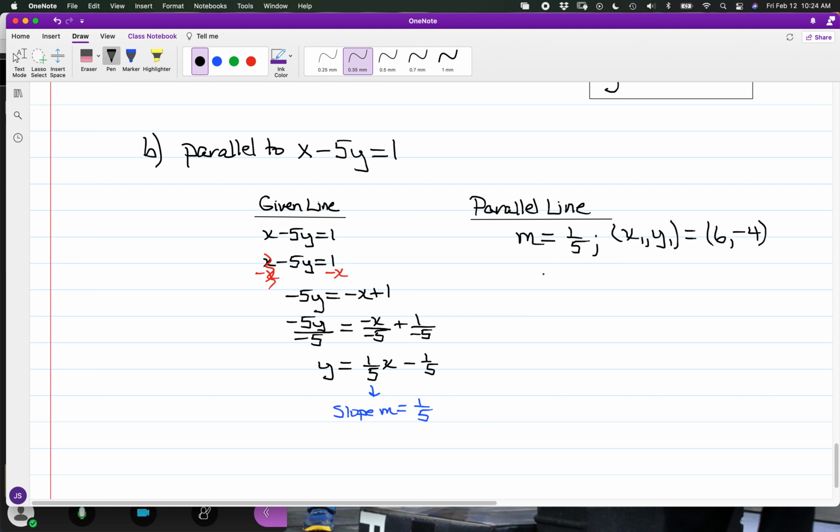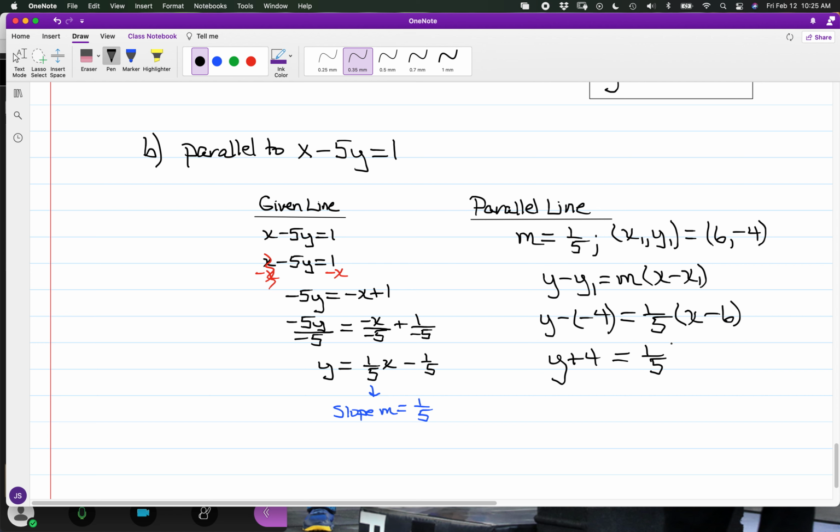So we have in the point-slope formula setup, y minus y1 is equal to the slope m times the quantity of x minus x1, and then filling in. So for y minus y1 we have y minus -4, and the slope m we have at 1/5. And we have times the quantity of x minus 6. So y minus negative 4 becomes y plus 4 is equal to 1/5 times the quantity of x minus 6.